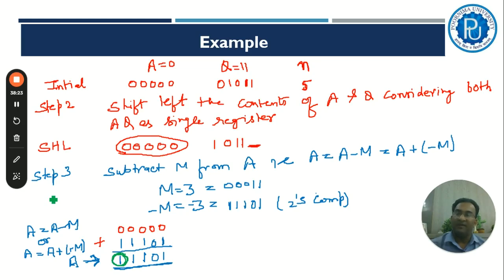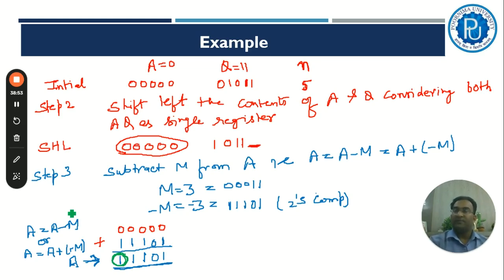If the value of A is negative, that is, the MSB of A is 1, then the LSB of the Q register will become 0. And if after the subtraction the value of A is positive, that is, the MSB is 0, then this Q0 bit, that is the LSB, will be set to 1. So if the MSB of the accumulator is 1, the LSB of Q will be 0. If the MSB of A is 0, then it will be 1 there.